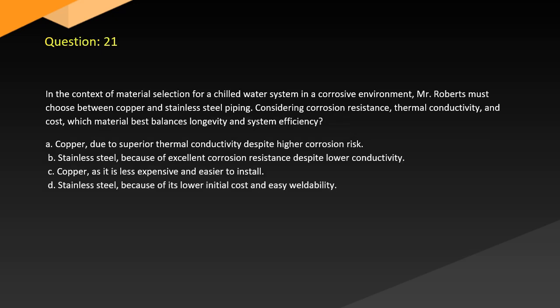Question 21. In the context of material selection for a chilled water system in a corrosive environment, Mr. Robert must choose between copper and stainless steel piping. Considering corrosion resistance, thermal conductivity, and cost, which material best balances longevity and system efficiency? A. Copper, due to superior thermal conductivity despite higher corrosion risk. B. Stainless steel, because of excellent corrosion resistance despite lower conductivity. C. Copper, as it is less expensive and easier to install. D. Stainless steel, because of its lower initial cost and easy weldability.